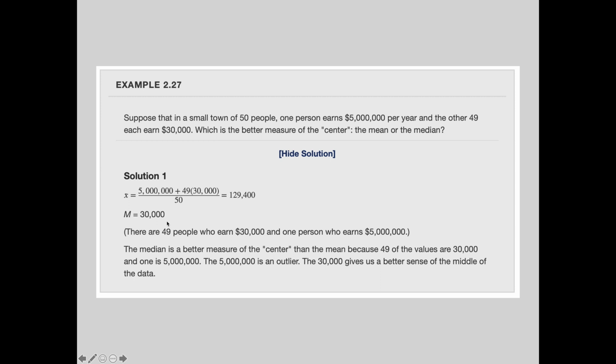The median is $30,000. Which one is a better representation of what this community is like? Clearly $30,000. 49 of the people earn $30,000. Only one person earns $5 million. So the median is a better measure of the center. Okay? Not only is the median $30,000, but so would the mode be $30,000. Your first and third quartiles would be $30,000. It's definitely a better sense of the middle of the data.